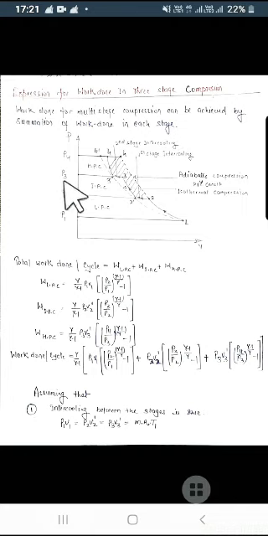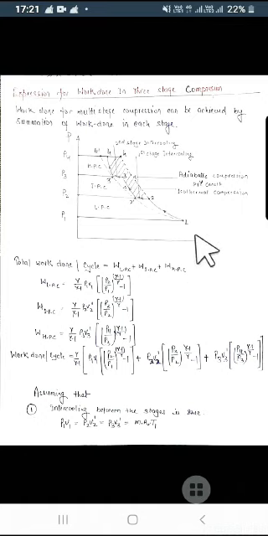Here you can see the PV diagram of three-stage compression. This is the lower pressure cylinder, this is the intermediate pressure cylinder, and this is the high pressure cylinder. P1 is the suction pressure, P4 is the discharge pressure, P2 and P3 are the intermediate pressures.